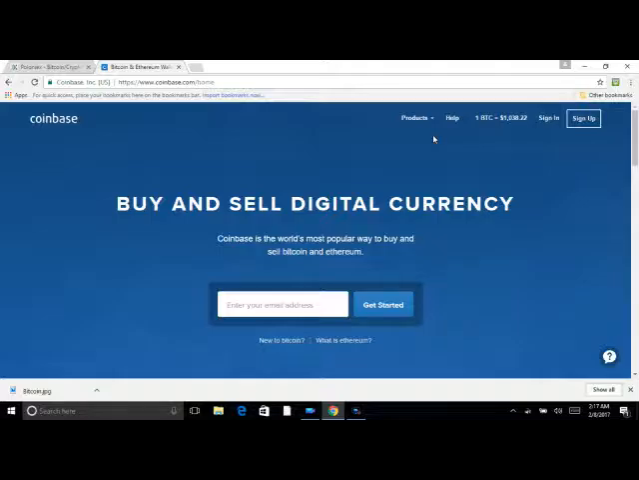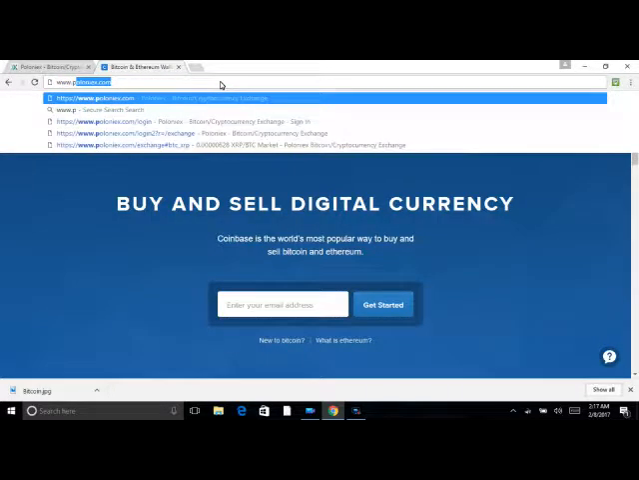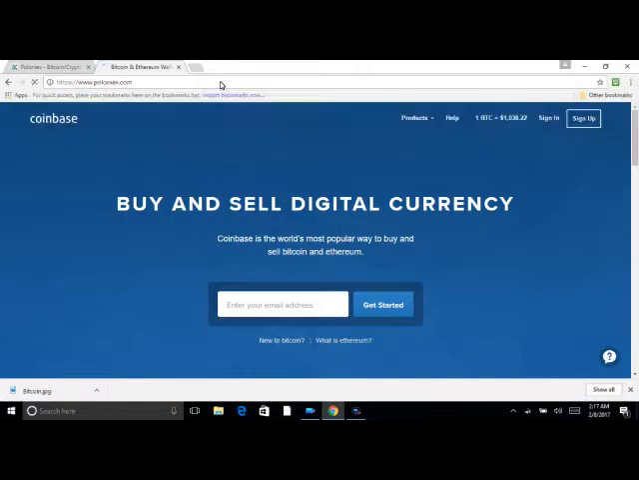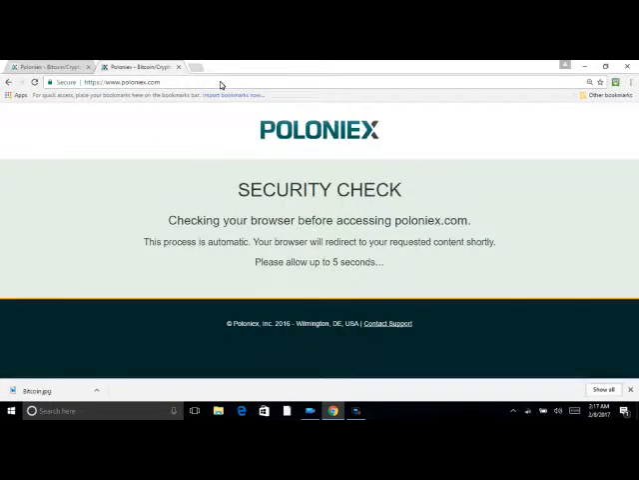It takes about 15 or 20 minutes to set up a profile and a couple of days to link it all to your bank account, and you've only got to do it one time. Now, let's say you've bought your Bitcoins, they're in your account, and we're going to move those coins by sending an email over to Poloniex.